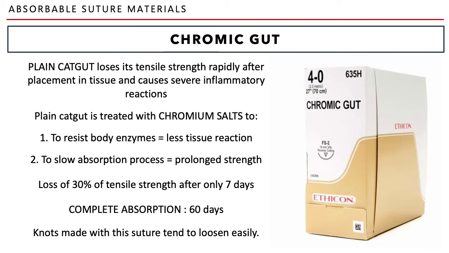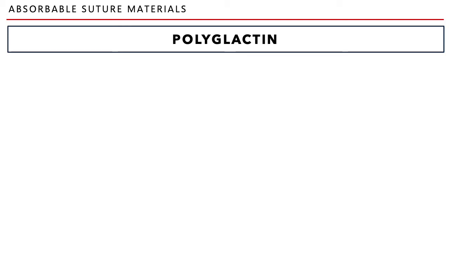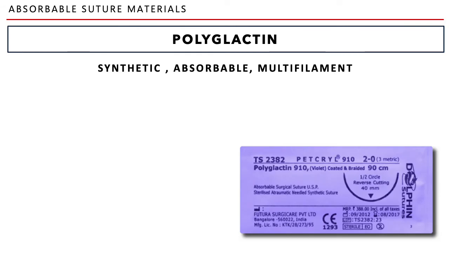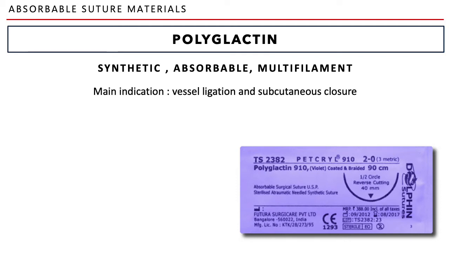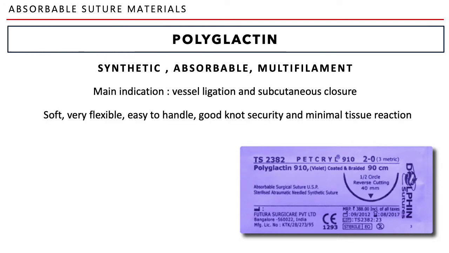Okay. Next, the most commonly used absorbable suture material is the polyglactin. Polyglactin 910 is the generic term for Vicryl. It is synthetic, absorbable, multi-filament, and the main indication for polyglactin is vessel ligation and subcutaneous closure. It is soft, very flexible, so it is very easy to handle even for new surgeons. The knot you make is quite good, and it has minimal tissue reaction towards any part of the body. The material is 90% polyglycolic acid.